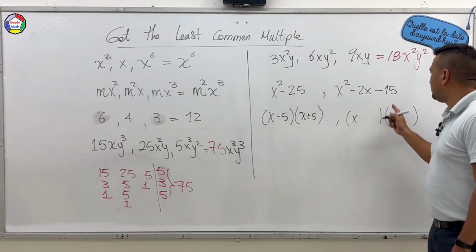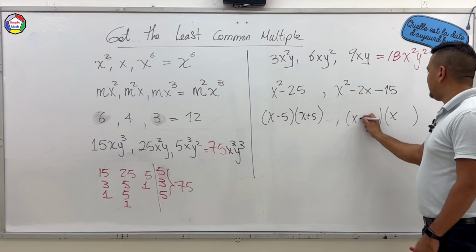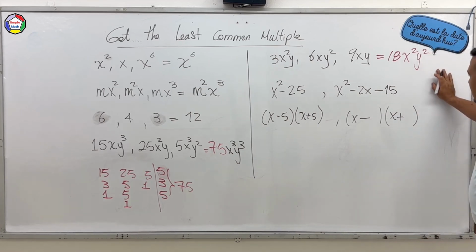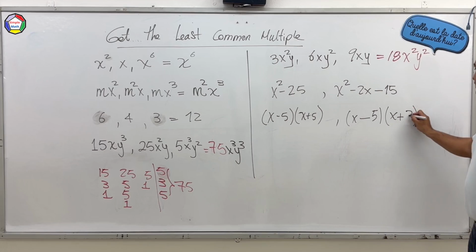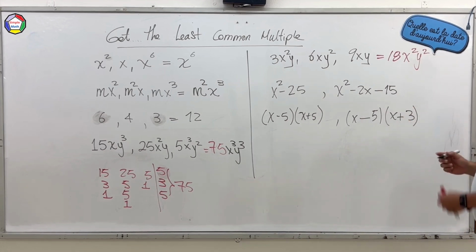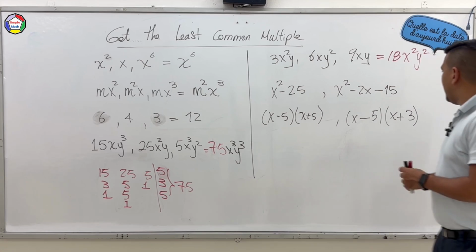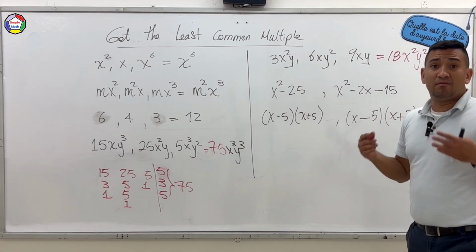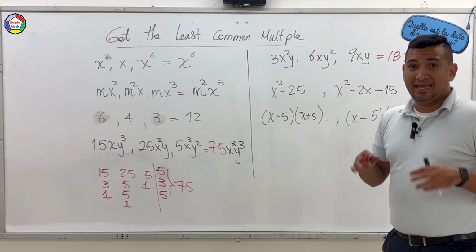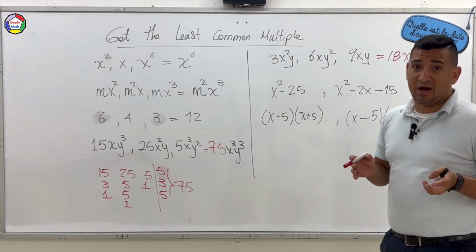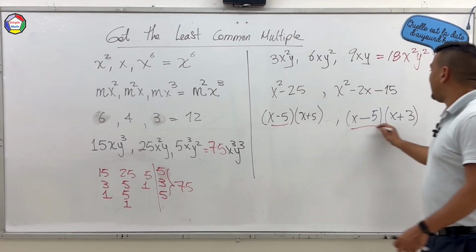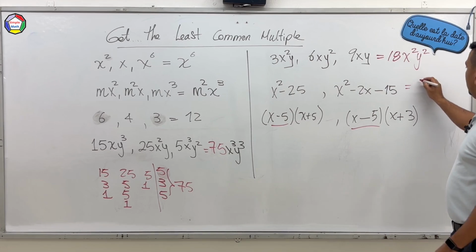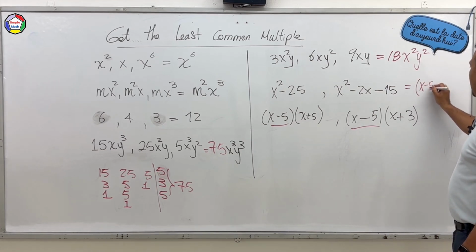I open two parentheses. It's x, and two numbers that multiply to give me negative 15 and add to give me minus 2. I think the numbers are minus 5 and 3. Yes. Okay. In this case, guys, the least common multiple is made by the repeated parentheses. We write it once. So this is equal to x minus 5.